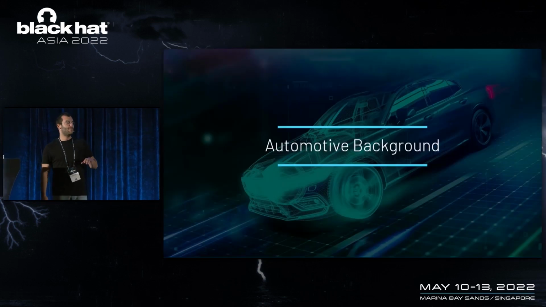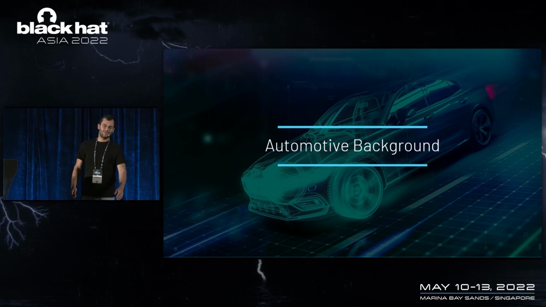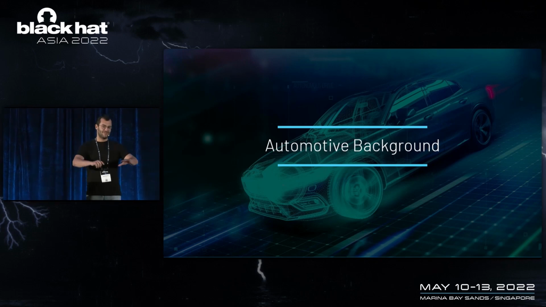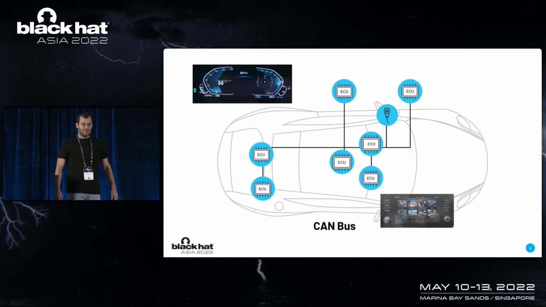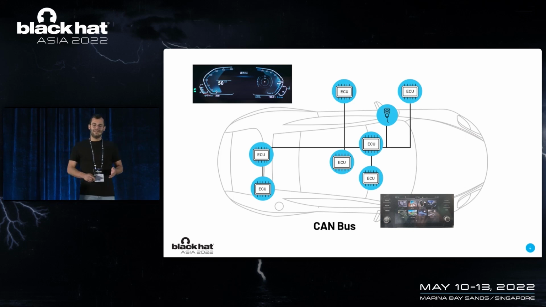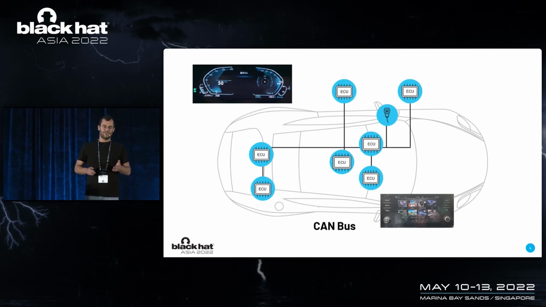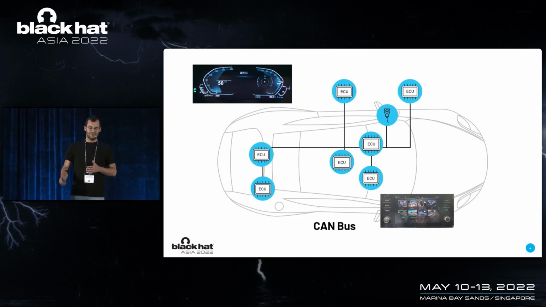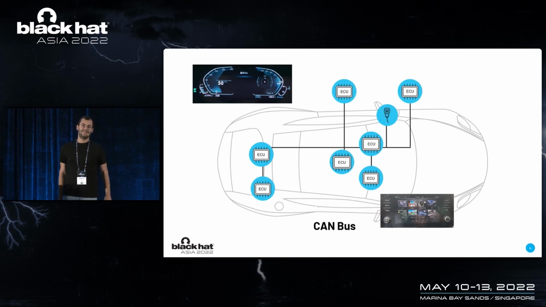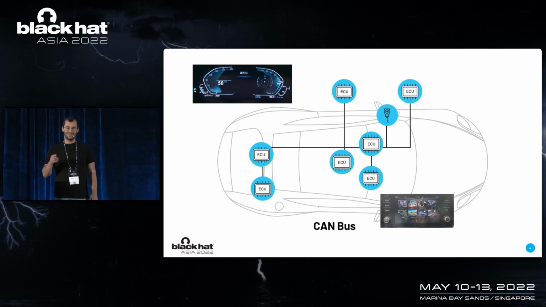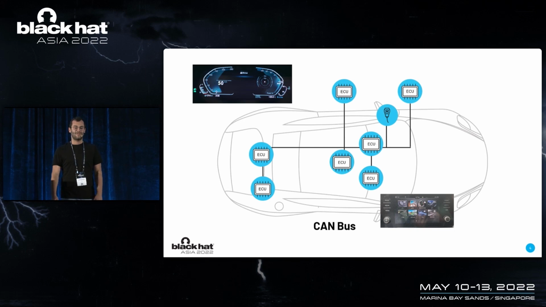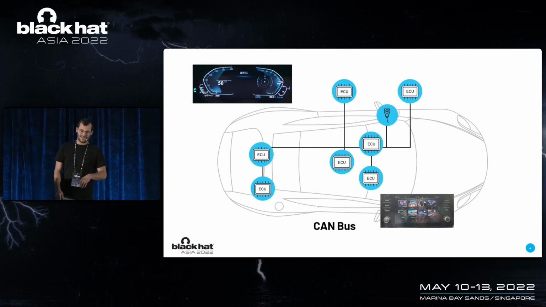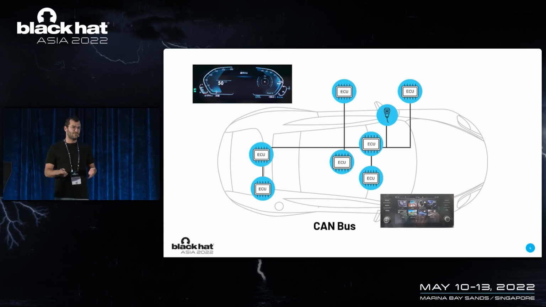Before we dive in, I would like to start with some automotive background. A modern car today is composed of dozens or even more than 100 ECUs. ECU means electronic control unit. These different ECUs all communicate through the CAN bus, one of the most used communication lines inside the car.